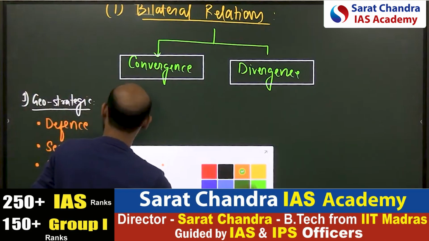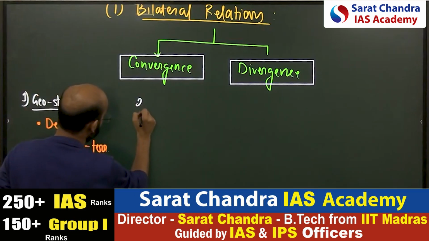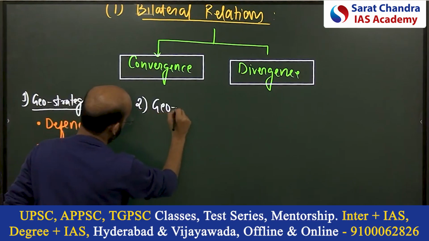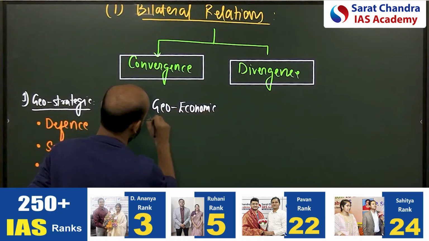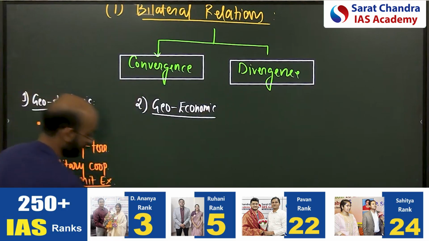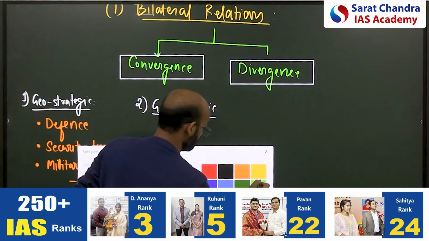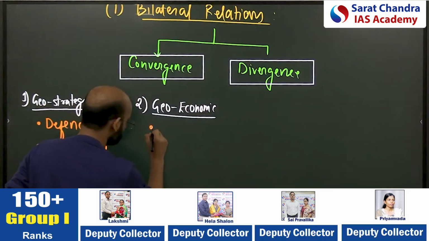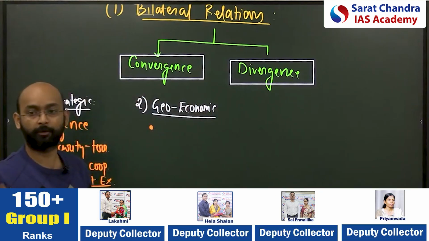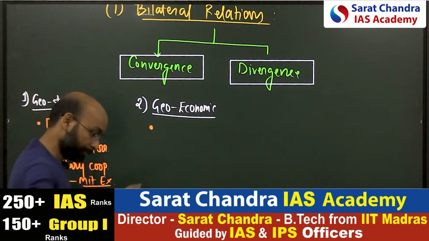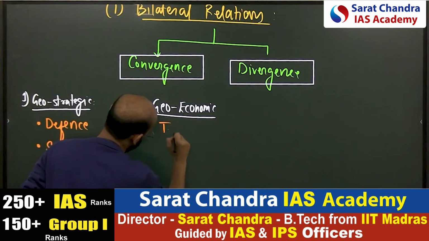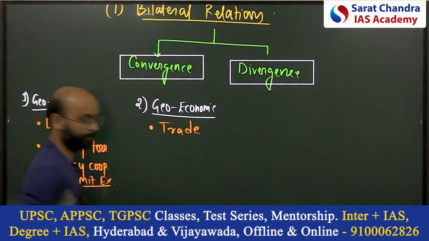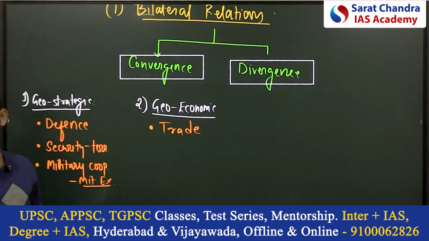Now, the second aspect is geoeconomic. In geoeconomic, what is the most important pillar of economic relations? Trade. Yes, that is the trade. Trade is the most important pillar. You have to think about the trade.